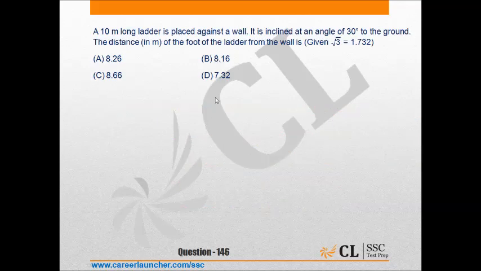This is again a straight question. A 10 meter long ladder against a wall, making an angle of 30 degrees. This is 10. I know if this is my angle, this is perpendicular, this is hypotenuse, this is base. I have to find out base, with the hypotenuse given. I can say cos 30 is base upon 10. Base is equal to 10 into cos 30, which is root 3 by 2, which is 5 root 3. Or I can say 5 into 1.732 to be very specific, which is 8.66.